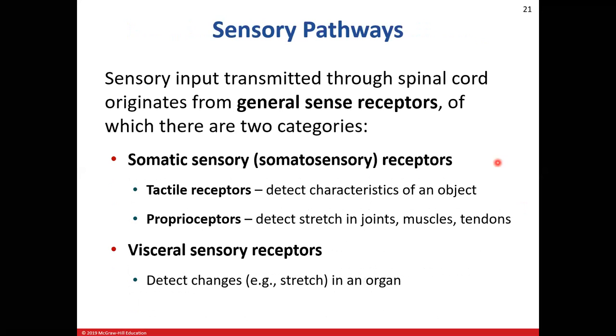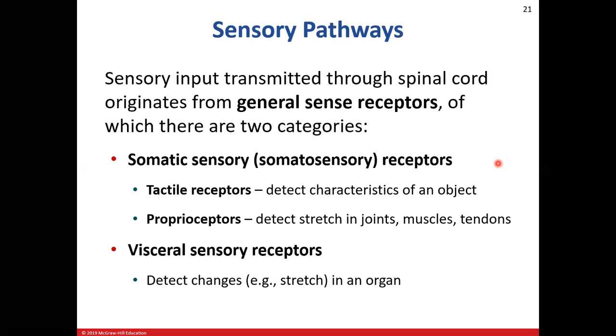So let's take a look at some of the sensory pathways. We know that sensory input is transmitted through the spinal cord, but what it does is it originates from our general sensoreceptors, of which there are 2 categories. We can either have somatic sensory, or what we would know as somatosensory, and these receptors are either tactile receptors or proprioceptors. Tactile receptors detect characteristics of an object. So oftentimes we're talking about touch, things like pressure, temperature. Proprioceptors, on the other hand, are what we find in and around the joints. So proprioceptors help detect stretch in the joints, the muscles, and the tendons.